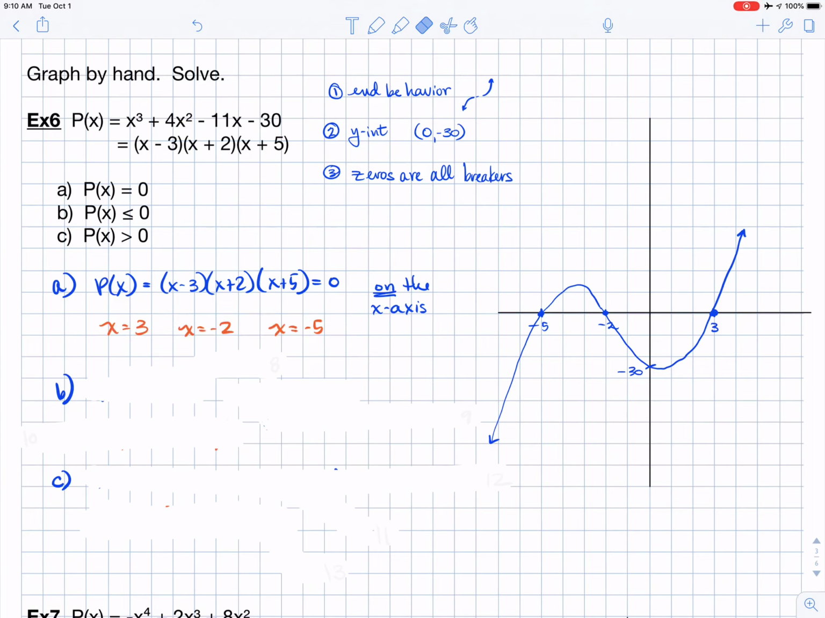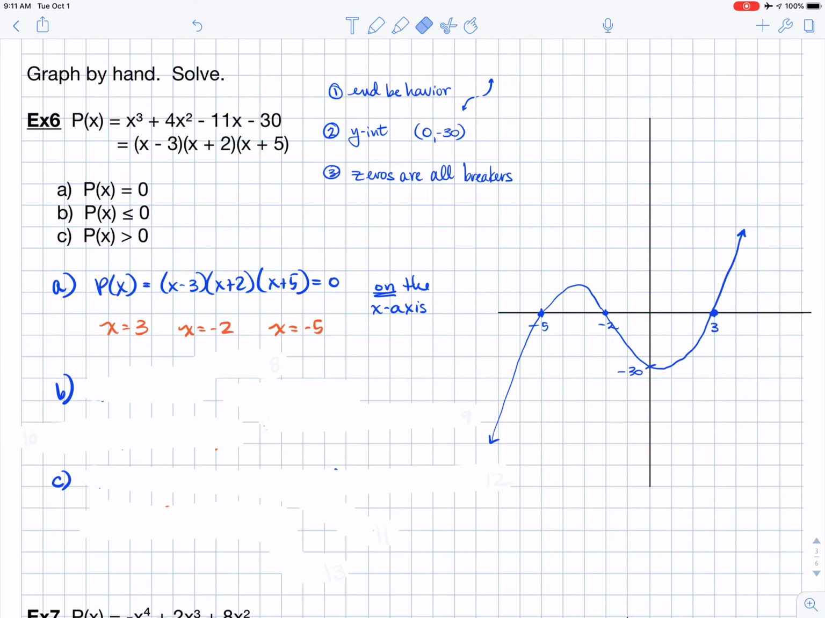On the x-axis, we know occurs at 3 spots, at x equals 3, x equals negative 2, or x equals negative 5. You could also rewrite these as coordinates, so you could have written them as the coordinate (3, 0), the coordinate (-2, 0), or the coordinate (-5, 0), and that would also have been correct.